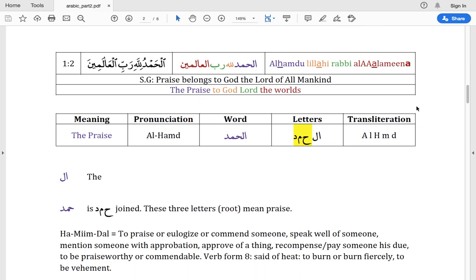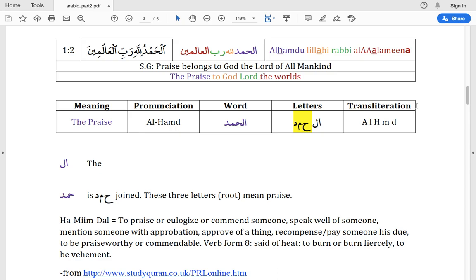Alright, let's proceed on to chapter 1, verse 2. Let's recite this first. Alhamdulillahi Rabbil Alameen. And what we have here is Alif, Lam, Ha, Mim, Dal.